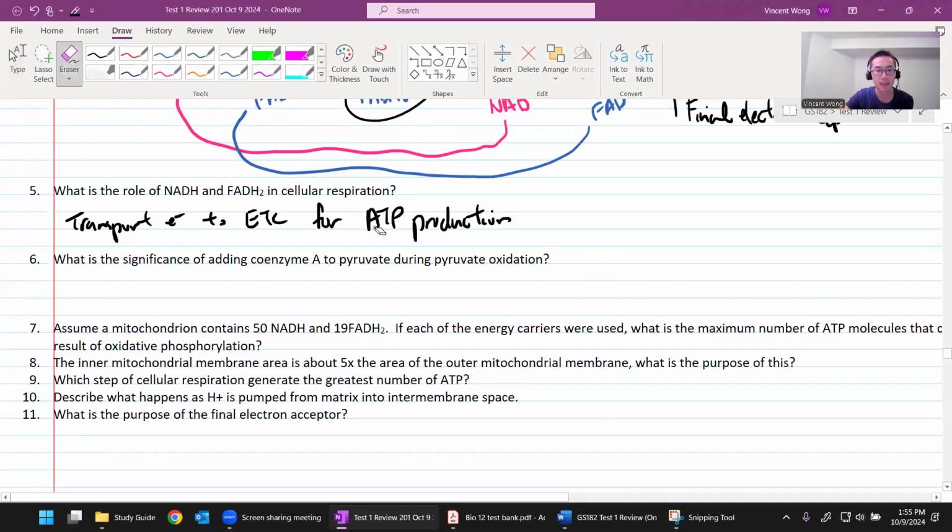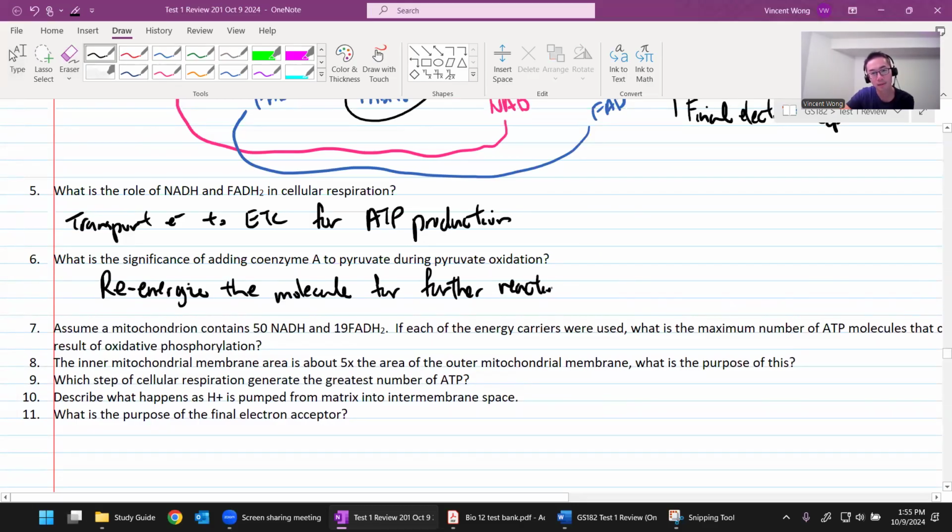Significance of adding coenzyme A to pyruvate: to re-energize the molecule for further reaction. Right? By the time we get to the pyruvate oxidation, we've basically cashed out all our investment. We only invested 2 ATPs to begin with, and we got some ATP back and some NADH. We used up our investment essentially. So you've got to put in more energy in the form of coenzyme A so that we can go further and produce more energy.